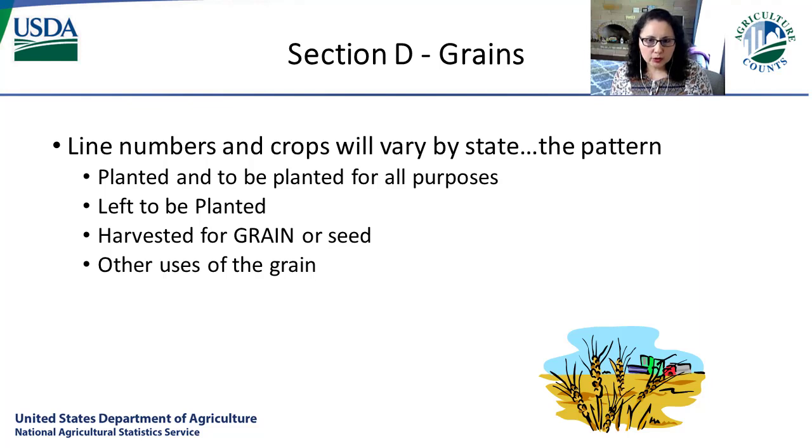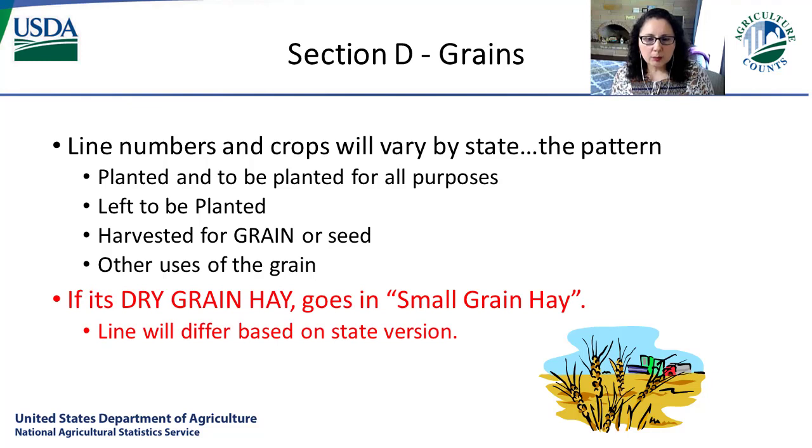There are 2 additional points to consider for this portion of Section D. The first is that if small grains are reported, you will need to record acres planted last fall or this spring, even if the crop was abandoned prior to harvest. The second is if any of the reported grain acres are to be harvested for hay, then record this acreage under small grain hay line. The line number for small grain hay will be different for each state questionnaire version.